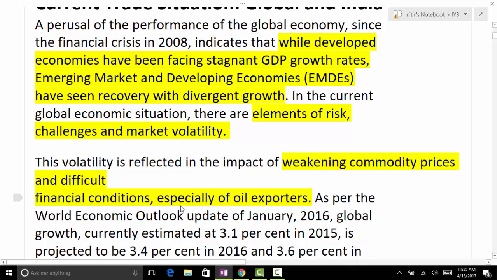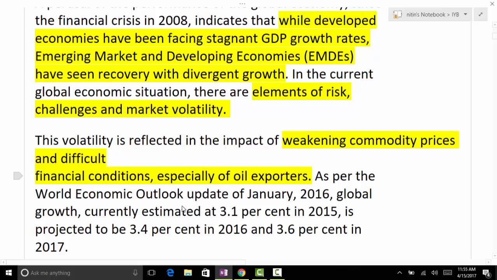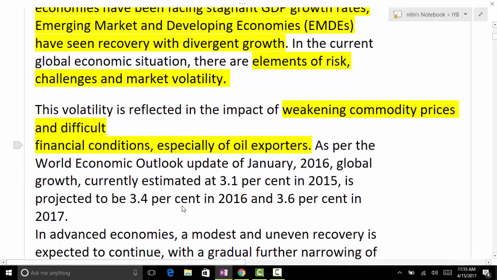So they are seeing certain issues, element of risk, challenges, and market volatility. So we are also seeing the weakening commodity prices. Though India is gaining from these weakening commodity prices, overall in the world they are losing. How? Because India gains as a major share of its imports is the food basket and oil.